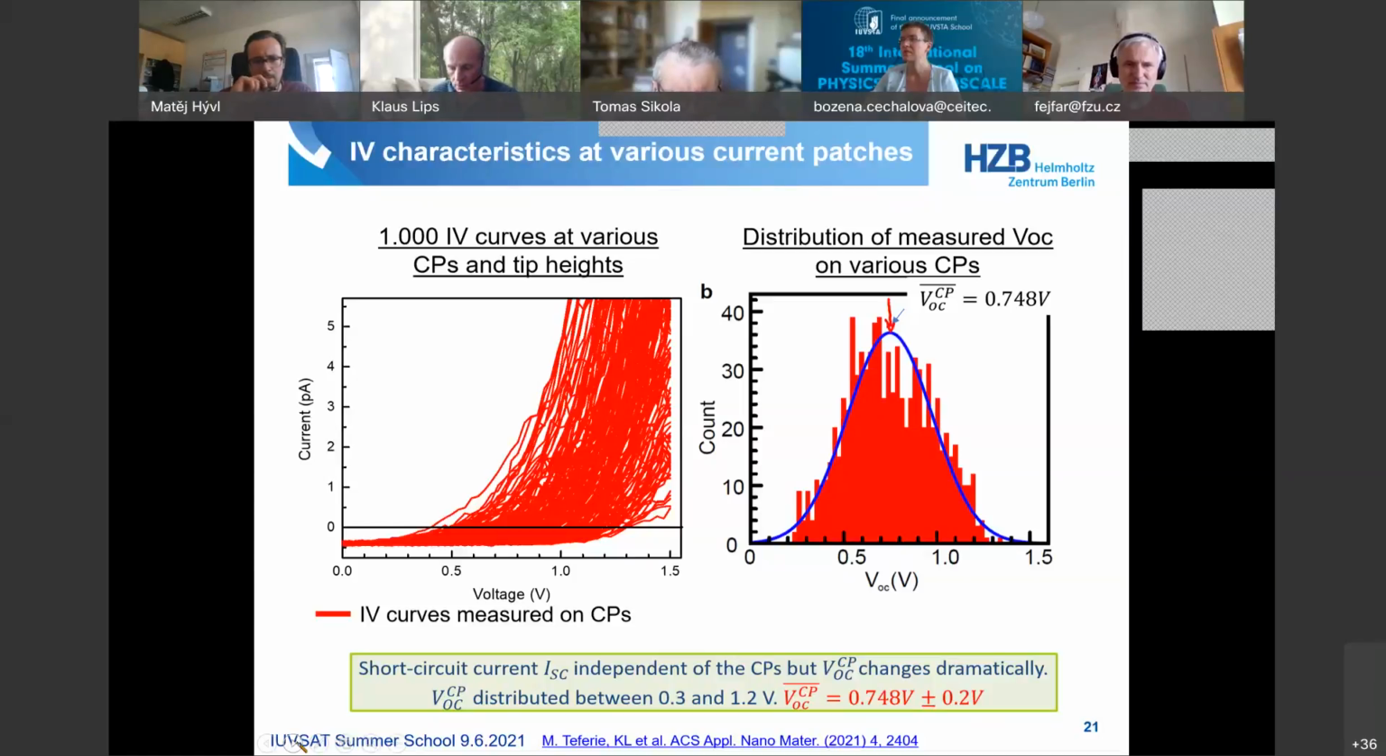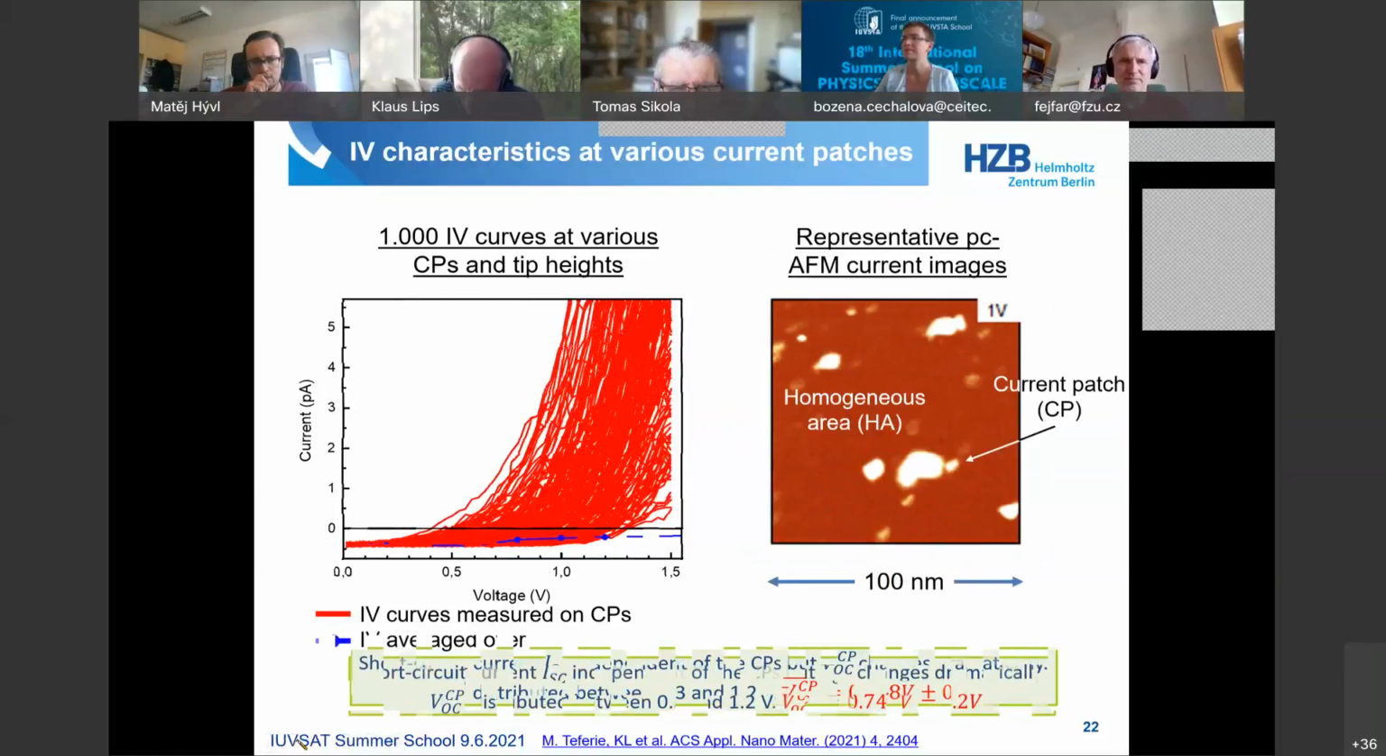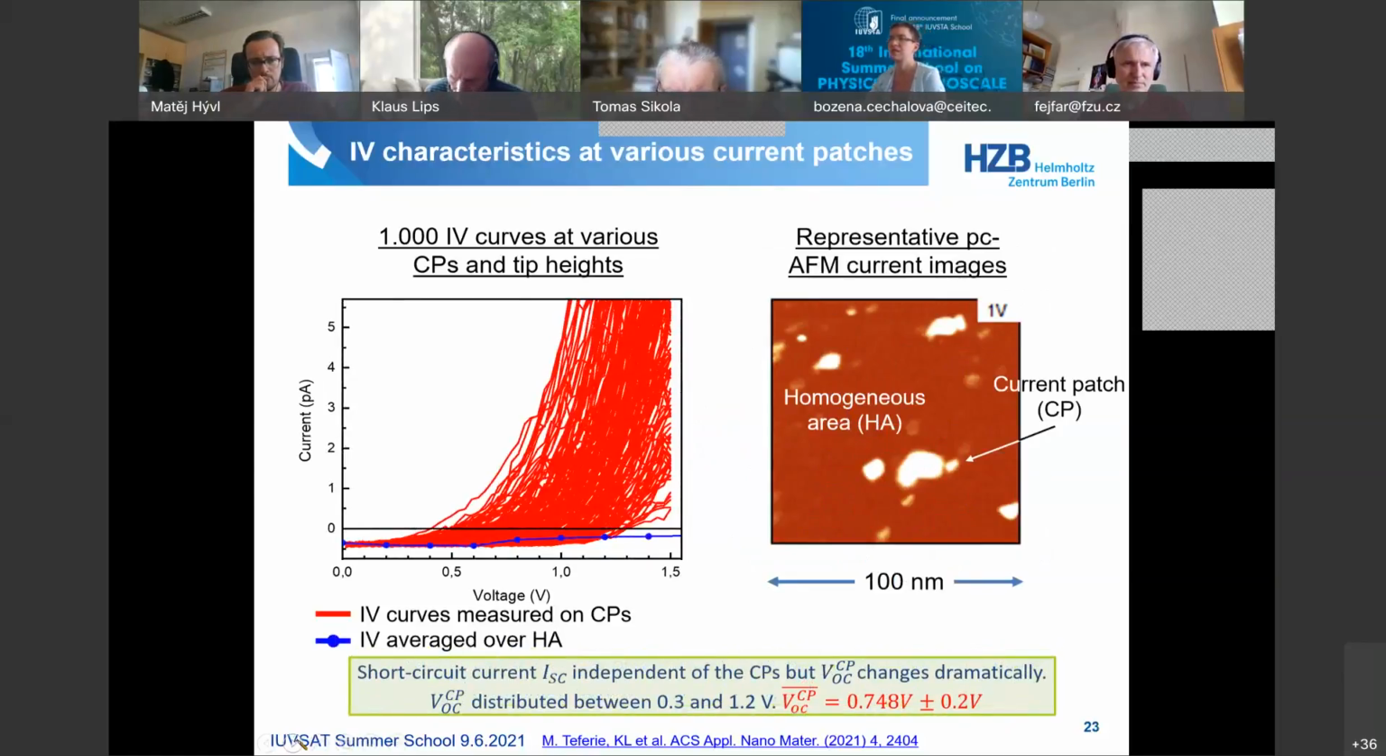But the question now is, what are these hotspots? What types of states are there? Are there really band-tail states? And that we can only do by measuring this with a different technique.